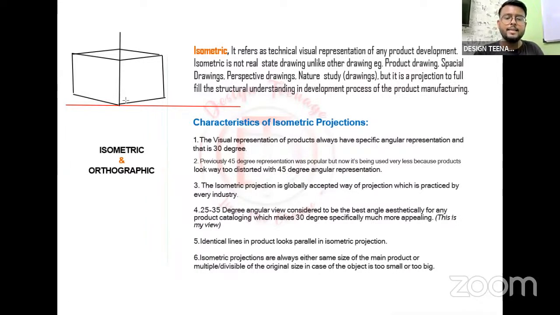Okay, identical lines in a product look parallel in isometric projections. These are now the specifications. Isometric projections are always either the same size as the main product or a multiple or divisor of the original size in case the object is too small or too big. Okay, now let's move ahead to our next part.